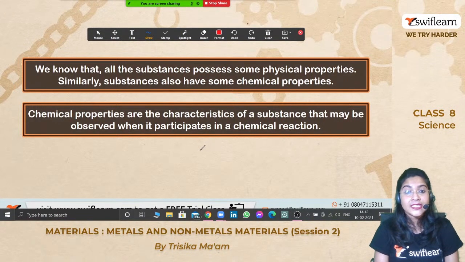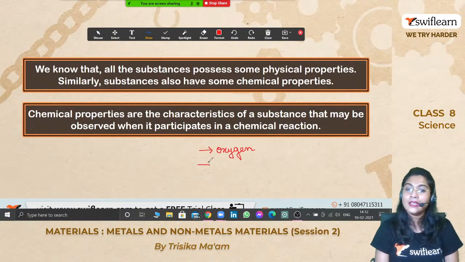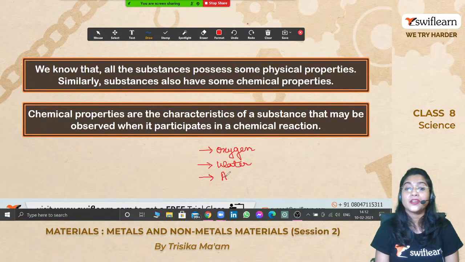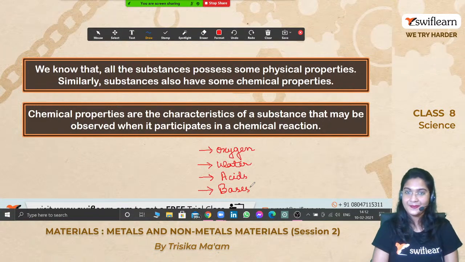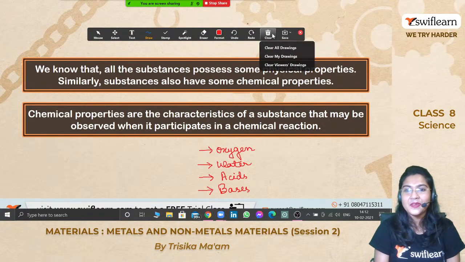So what will we study? Mainly we will study how the metals and non-metals react in the presence of oxygen. Then we will study how they react with water. Thirdly, we will see how they react with different acids. And fourthly, we will study how they react with different bases. Fine. Up to this much clear? So, let's start the chemical properties.